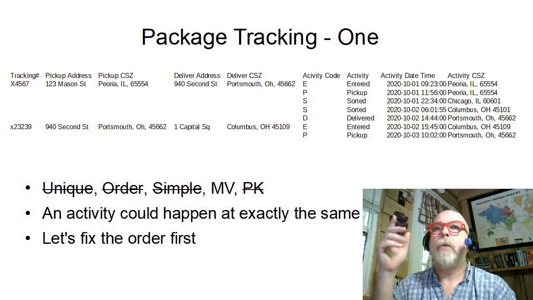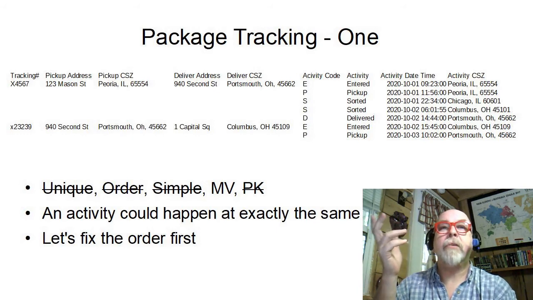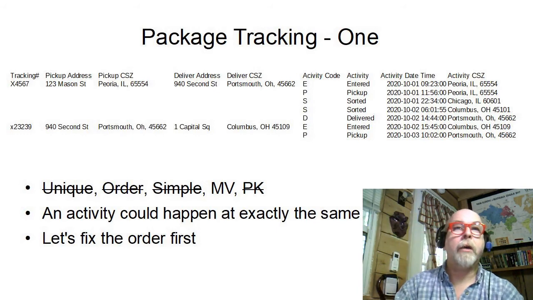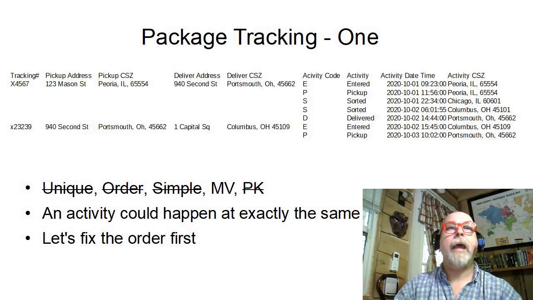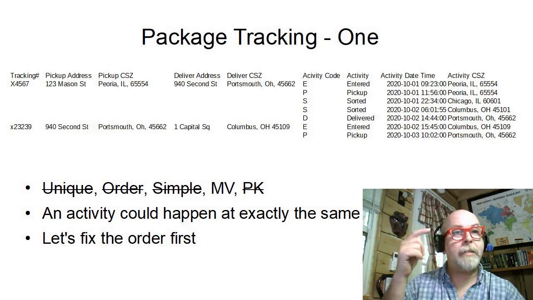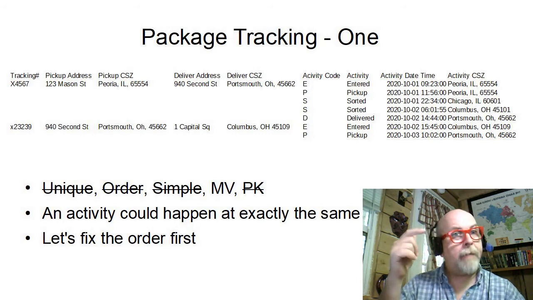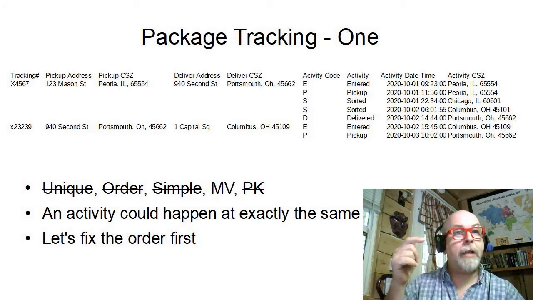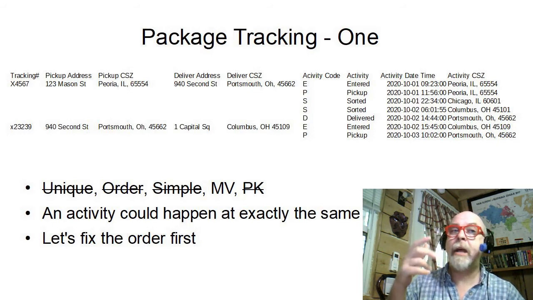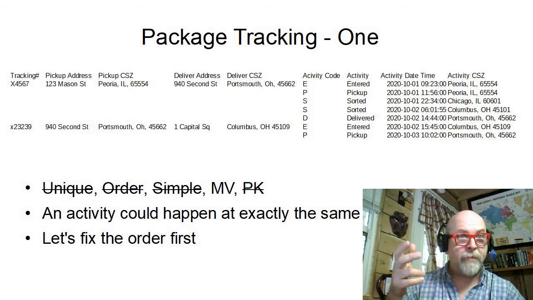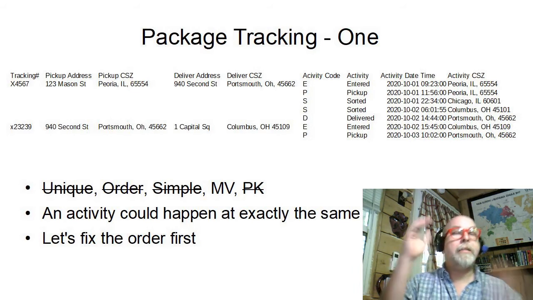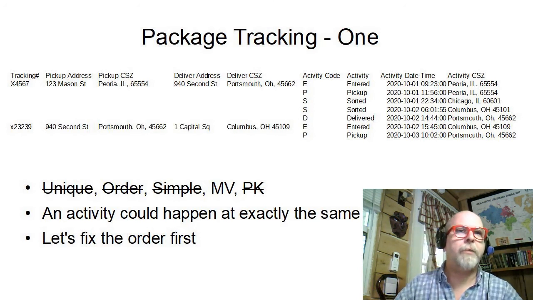Let's look at the data. We've got a package number, tracking number X4567. We pick it up in Peoria, Illinois, and it's coming to Portsmouth, Ohio. Excellent. And we enter it into the system at one point. We pick it up at another point. It's sorted in our Chicago sorting facility at one date and time. It's sorted again in our Columbus shipping facility. And then it's finally delivered in Portsmouth. And we can see the dates and times of all of those things happening.